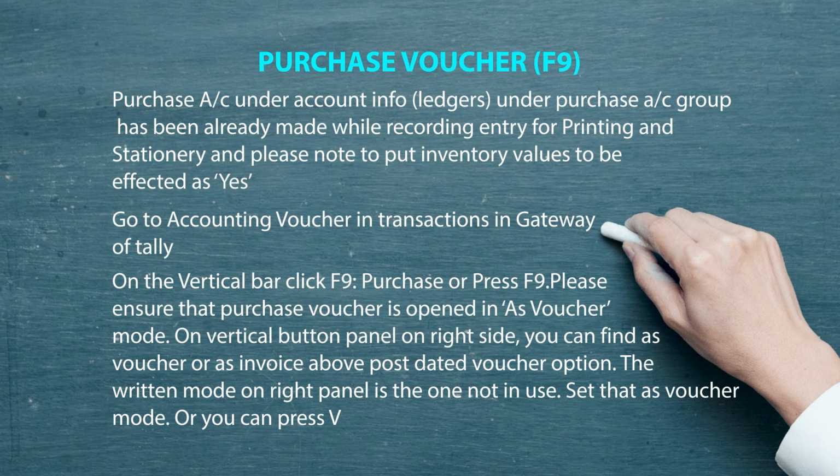On the vertical button panel bar on the right side, you can find as voucher or as invoice just above the post dated voucher option. Whatever is open will not be written on the vertical bar. If you have opened as invoice, as voucher will be written on the vertical bar. If you have opened as voucher, as invoice will be written on the vertical bar. See that you are choosing the voucher mode, and you can also press Alt plus V from the keyboard.